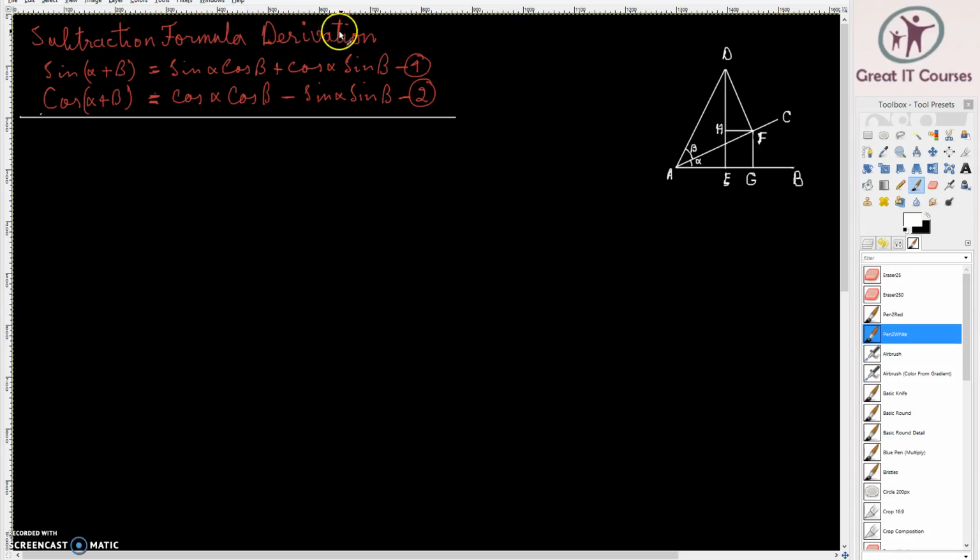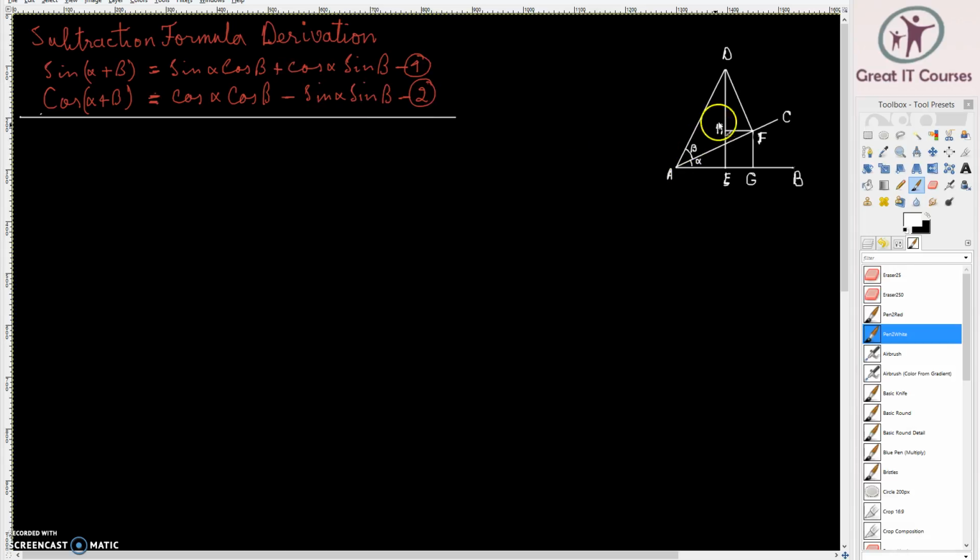The formula basically says that when you have two angles like alpha and beta, then sine of alpha plus beta, the two angles together, is equal to sine alpha cos beta plus cos alpha sine beta, and this is number one. Number two, cos of alpha plus beta, the cos of the sum of the two angles, is equal to cos alpha cos beta minus sine alpha sine beta, and this is number two.